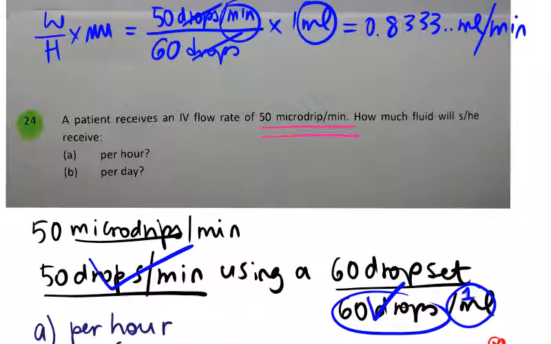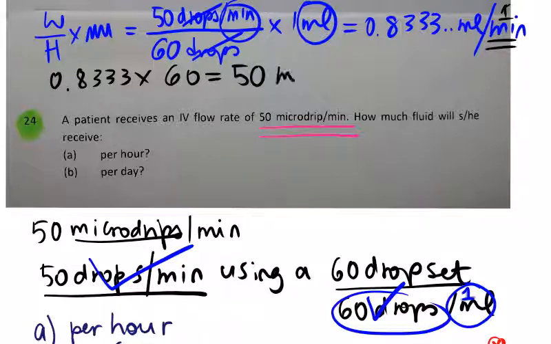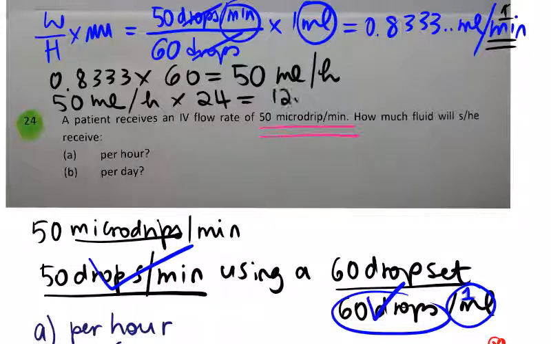And then it's the same as before. We multiply this volume by 60 to get 1 hour, because this was per minute. And we get the 50 mils per hour. And we multiply this volume, or the 50 mils, by 24 to get the full day volume, which is 1200 mils per day, every 24 hours.